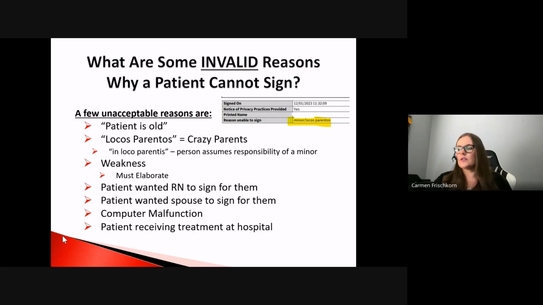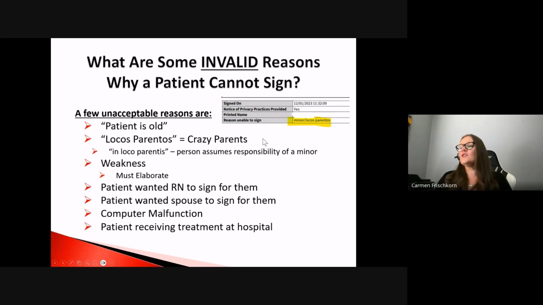This next one, I had to include because we were auditing and I saw this and I just laughed out loud. If you know that Latin phrase in loco parentis, it means a person is assuming responsibility of a minor. What it looks like is that the reason the patient's unable to sign is because they're a minor, "locos parentos," and so they have crazy parents. So that's what it looks like they're saying. So if you're not smart enough to use Latin phrases, don't try to use Latin phrases. But really, if you have a patient who's a minor, just say that they're a minor. You don't have to use in loco parentis or anything like that.